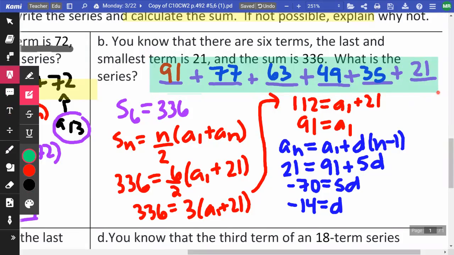So I had to use my summation formula when I'm summing up the series, and my nth term formula when finding a particular term in the series, in the sequence.